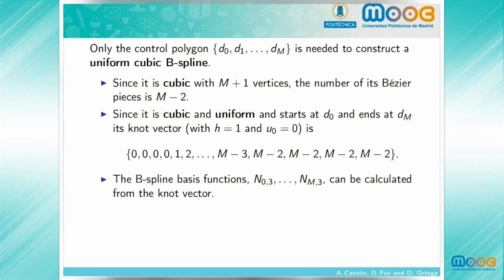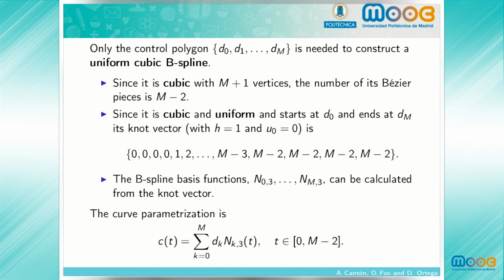The B-spline basis functions can be calculated from the knot vector. The curve parameterization is then a linear combination of the vertices with the basis functions just constructed, and the curve is defined in the interval 0 to m minus 2, which corresponds to the fourth knot and the fourth to last knot of the knot vector.